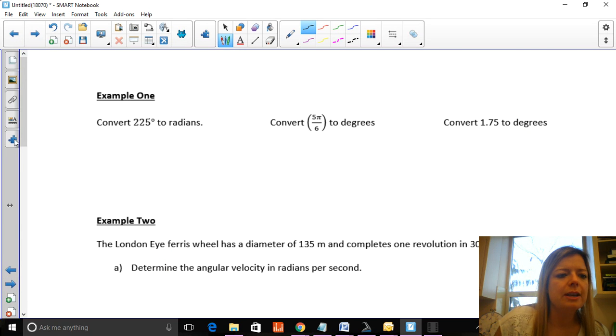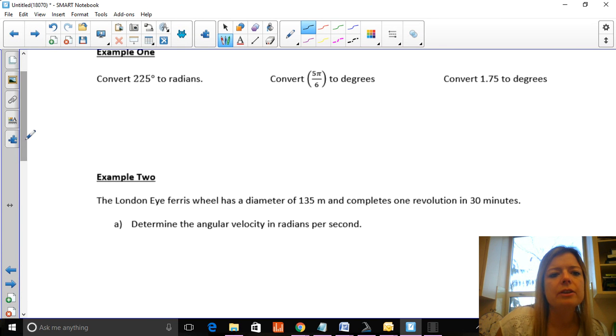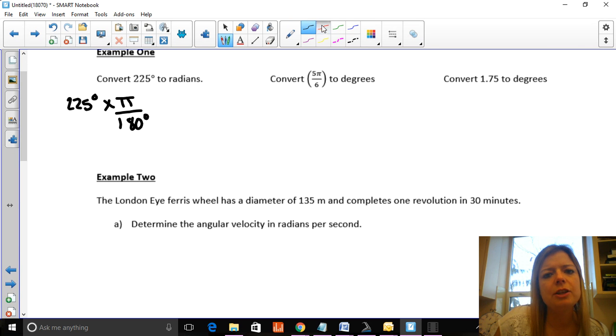So here are a few more examples. Convert 225 degrees to radians. So this is degrees to radians. We take our 225 and multiply it by pi over 180. And think about it: the degrees units cancel out, so we're left with no units, which is what we want.